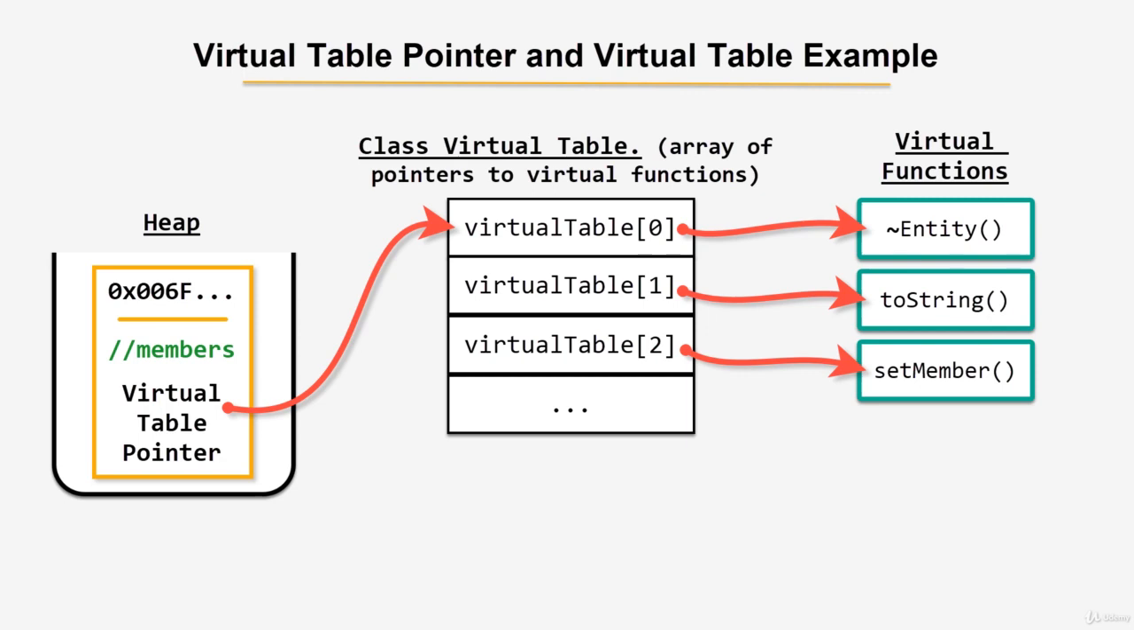Again, this virtual table is associated with the class, and it is an array of pointers to virtual functions. Just for demonstration purposes, again, all of this happens behind the scenes. But let's say that array is called virtual table, and you have index 0, index 1, and so on. At index 0, you can have a pointer to one of the virtual functions, maybe the destructor. We'll talk about destructors in more detail in upcoming sections. At index 1 for the virtual table, that can contain a pointer to maybe some toString function, and at index 2 that can contain a pointer to some set member function, and so on.